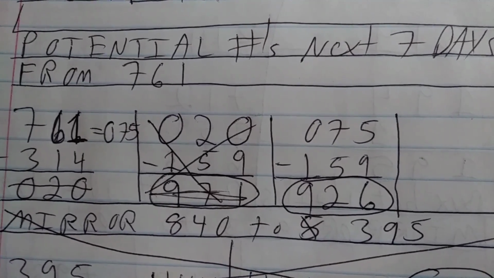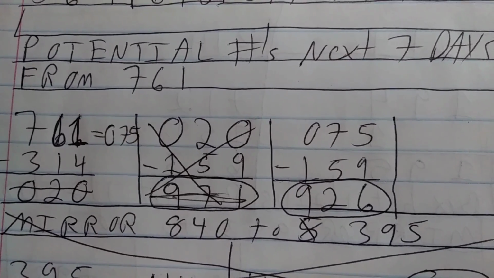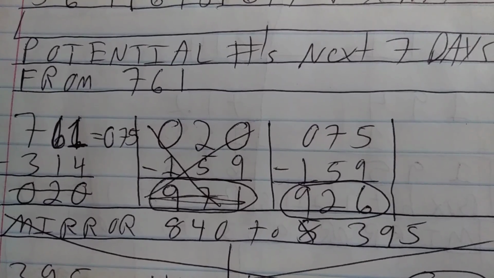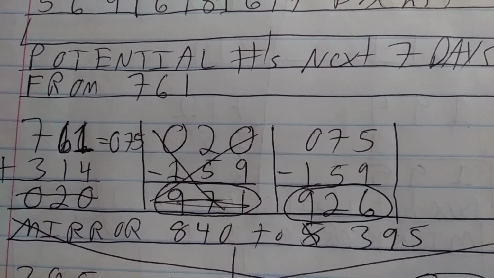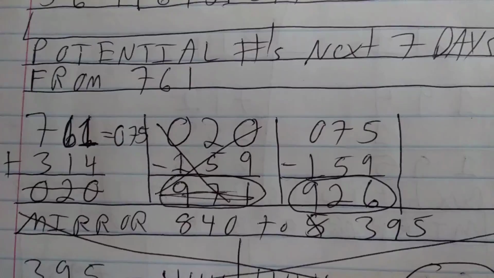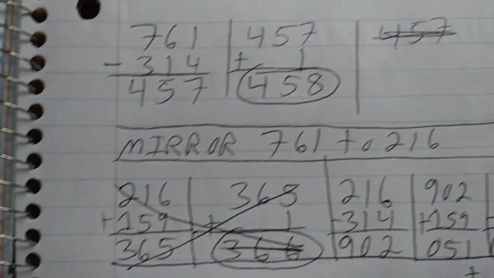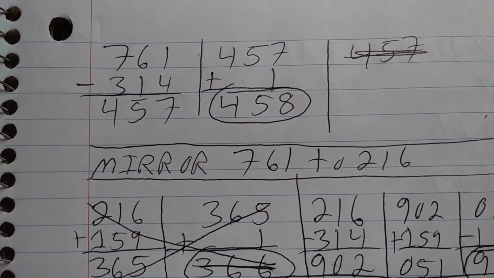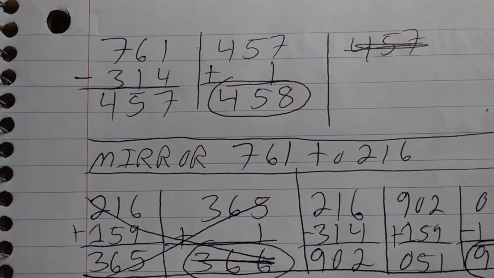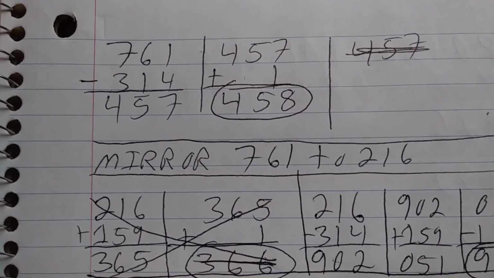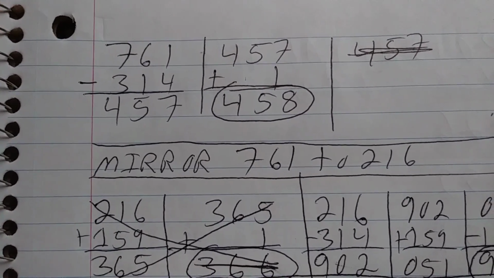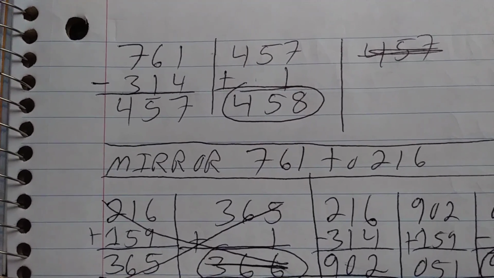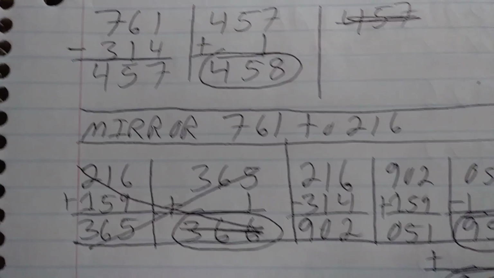You're going to subtract off 159, so 10 minus 1 is 9, 7 minus 5 is 2, and then 15 minus 9 is 6, so 926. You're going to also take 761, subtract off 314, so 7 minus 3 is 4, 6 minus 1 is 5, and then 11 minus 4 is 7. You're going to add 1 to 457 there, and that's 458.